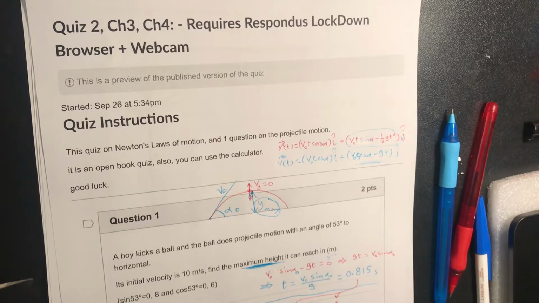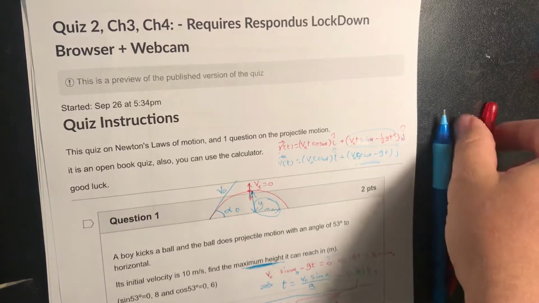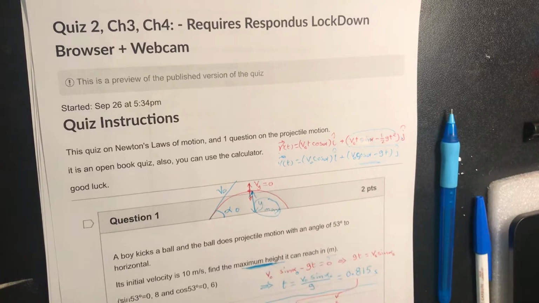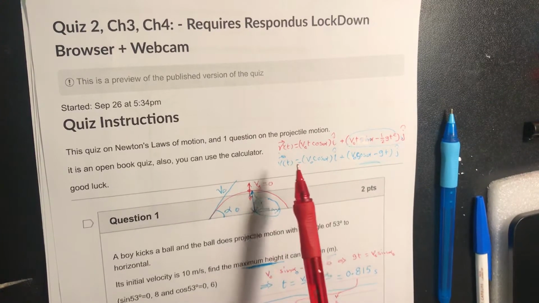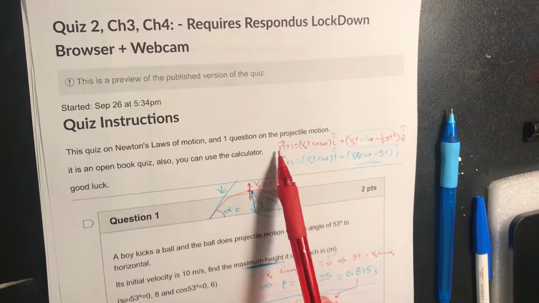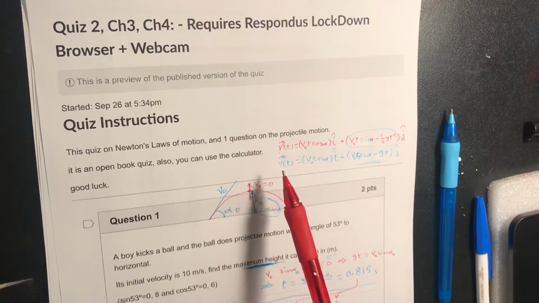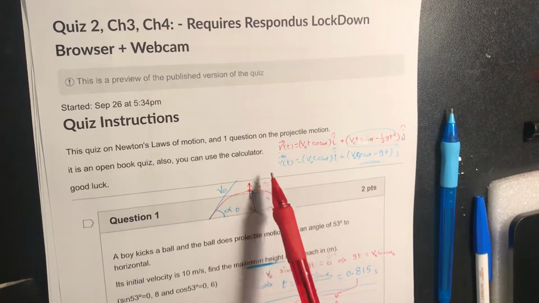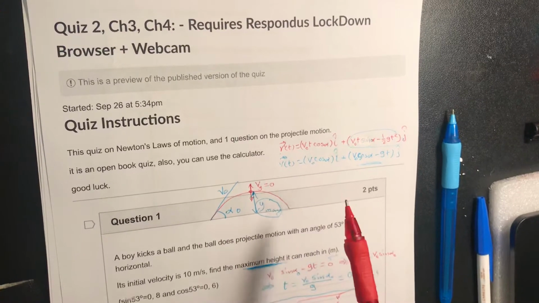Now I will talk about solving quiz number 2. It is about Newton's second law and projectile motion. For the projectile motion we will use the position and velocity vectors. By the way, you will see them given in the first test, so you don't need to carry them.